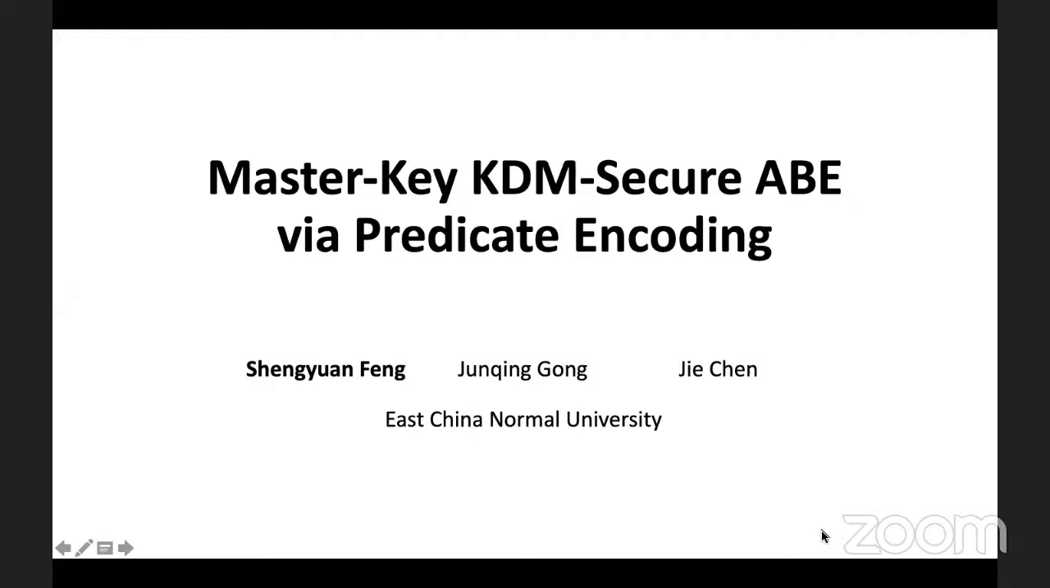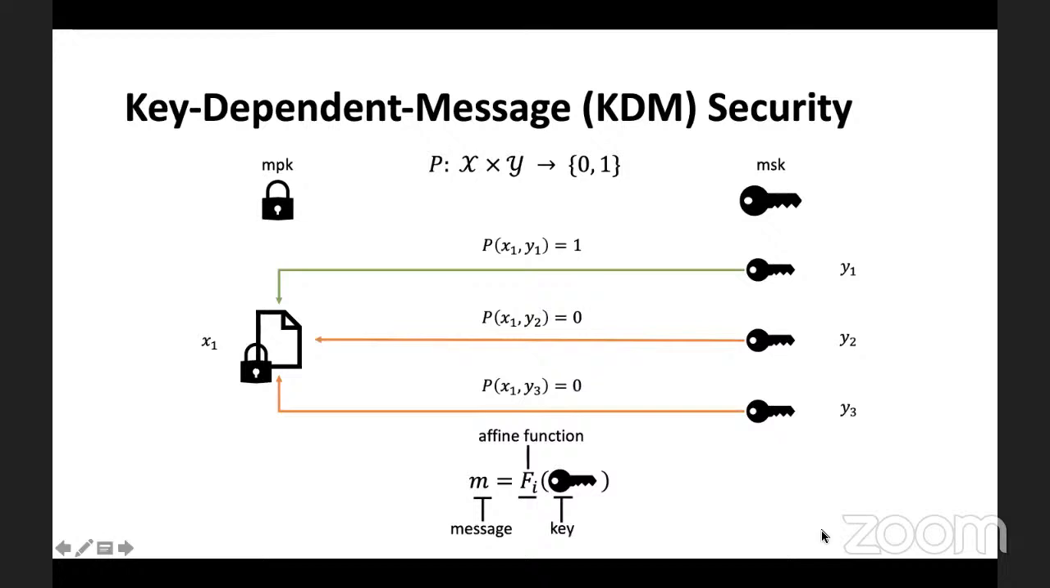So, thank you. Hello, everyone. I would like to share our work about a framework of attribute-based encryption with master key KDM security. It's a joint work with Junxing Gong and Jie Chen. In this work, we studied the master key dependent message security for affine functions. That is, the encrypted message is an affine function of the master key, and the adversary cannot distinguish the key dependent message and a random message, even after obtaining multiple mismatched ciphertexts and secret keys.